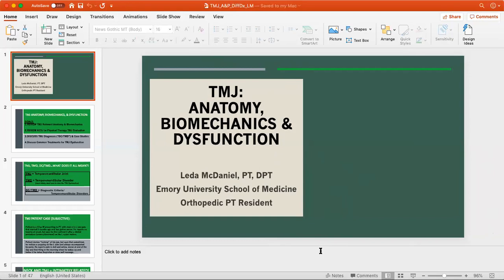So in this presentation, I would like to talk about the temporomandibular joint. Further in the presentation, for all other intents and purposes, we'll refer to it as TMJ. Its anatomy, biomechanics, and dysfunction. That will be the presentation today.